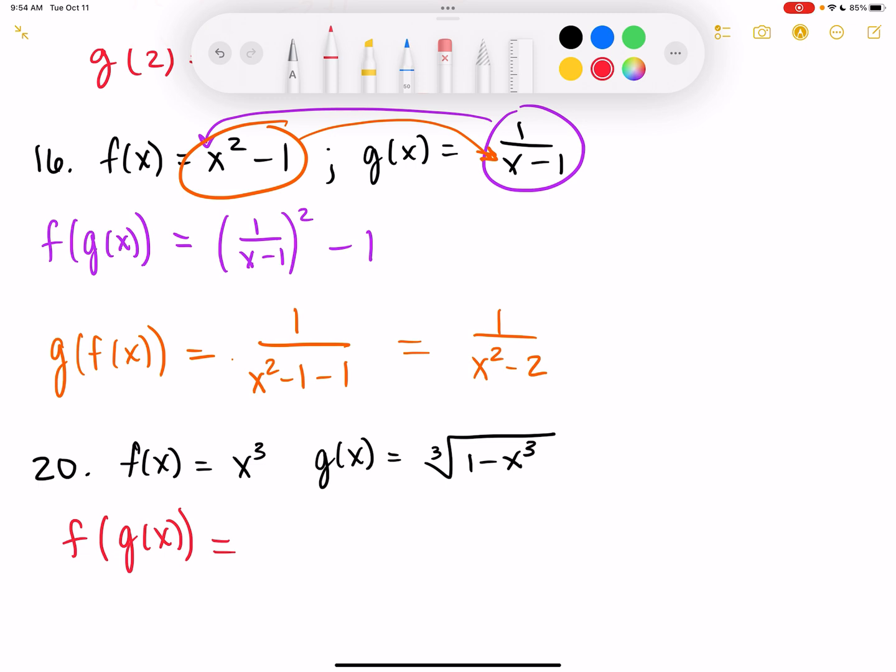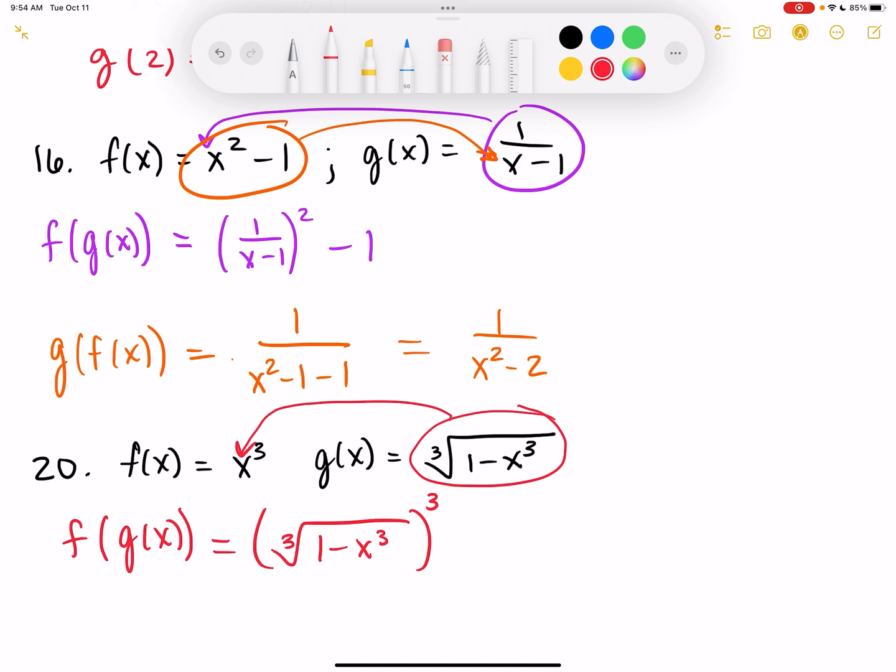We're plugging g of x into the x cubed. So I have the cube root of 1 minus x cubed, and that whole thing is being cubed. I am going to make you finish this one. The whole thing is being cubed because we're moving the x cube into the... There's too many cubes. Wouldn't it just be 1 minus x cubed?